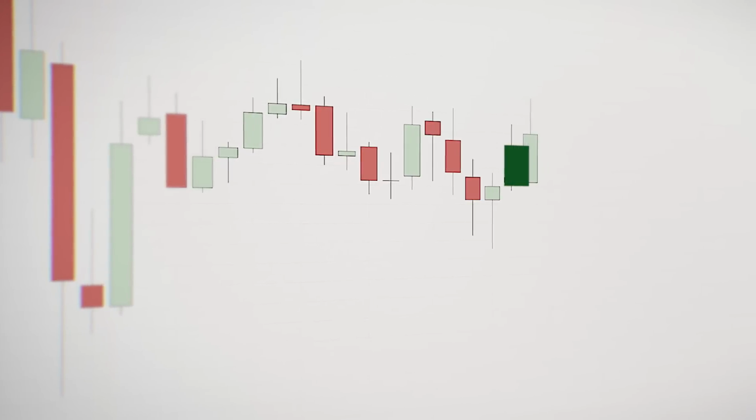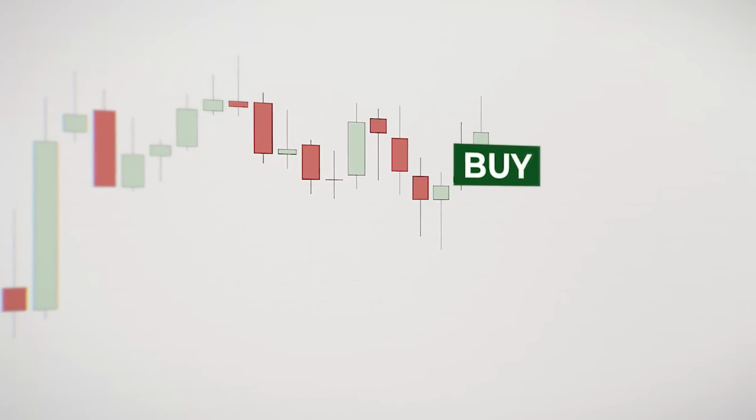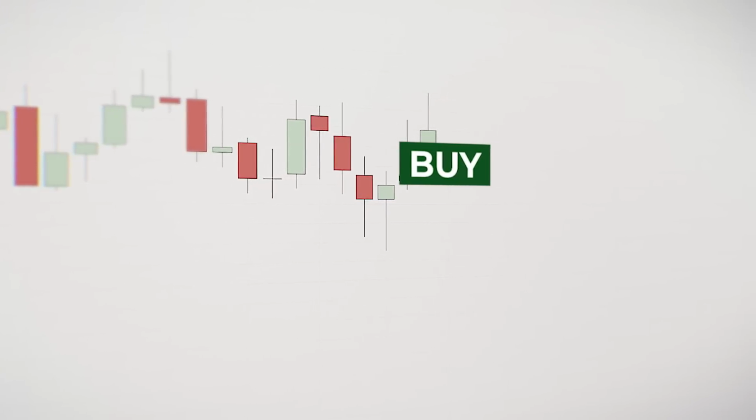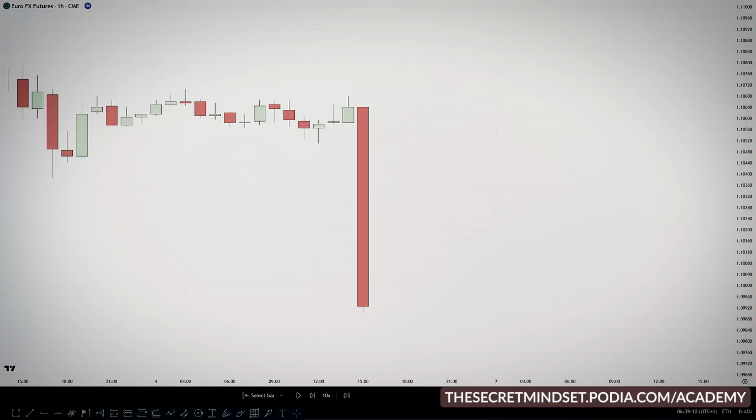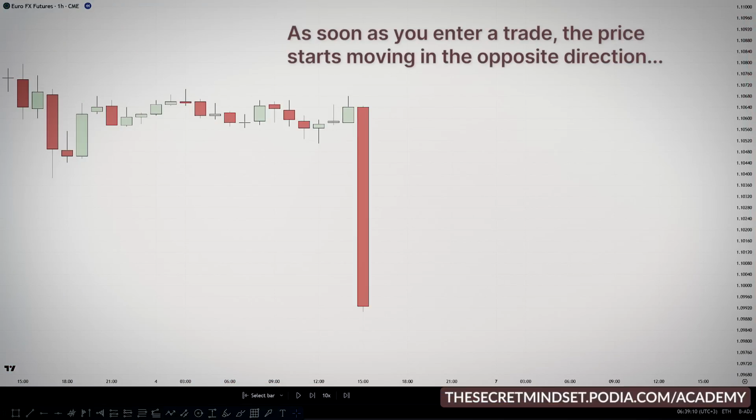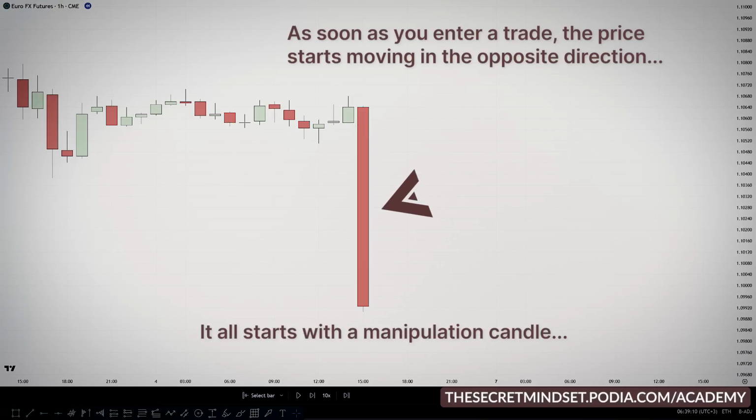When you place a trade, you're full of hope and expectations. Every time you enter, you're very confident the market will move in your favor. But often, almost as soon as you enter a trade, the price starts moving in the opposite direction. And in most cases, it all starts with a manipulation candle.